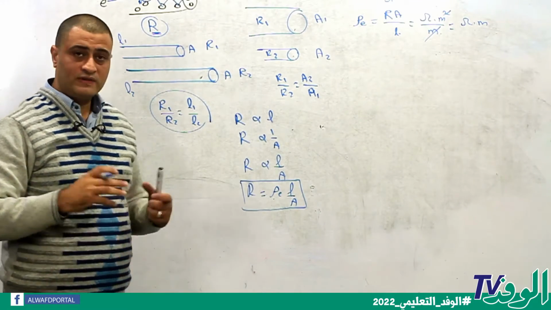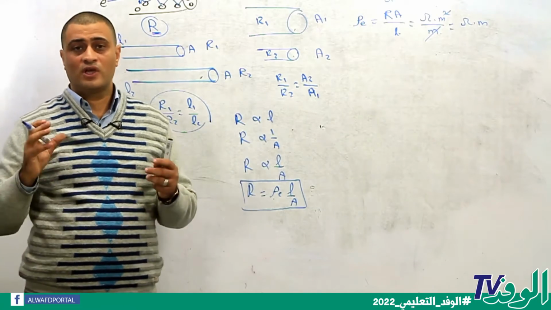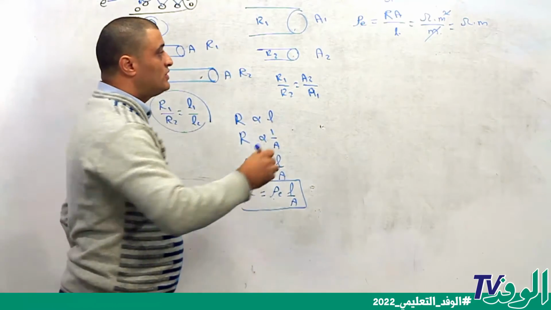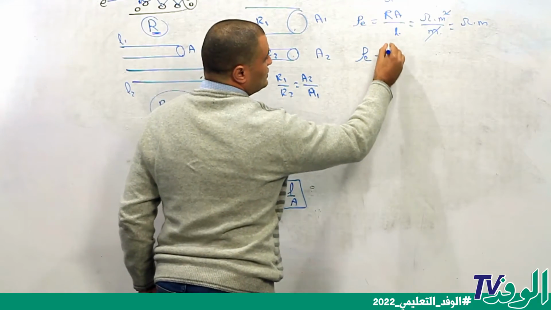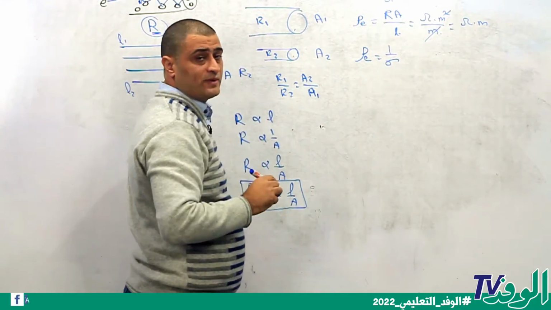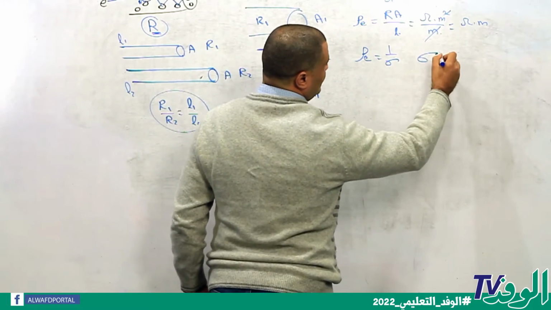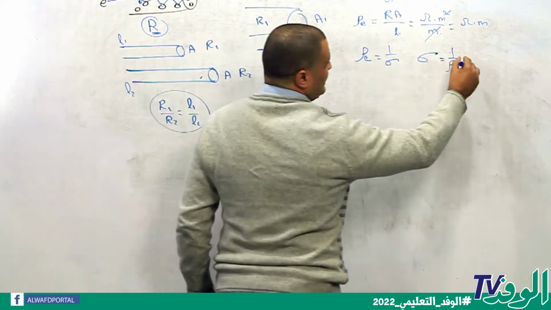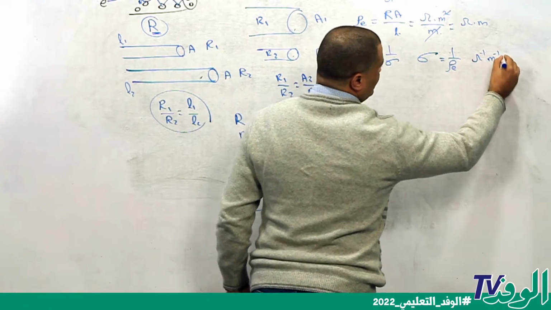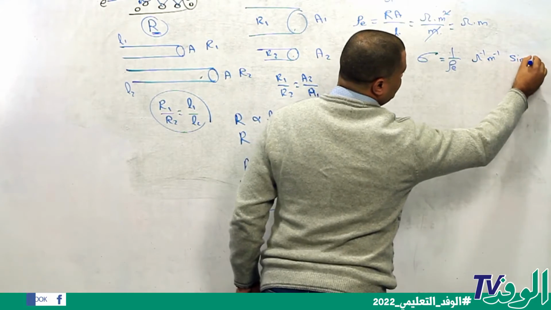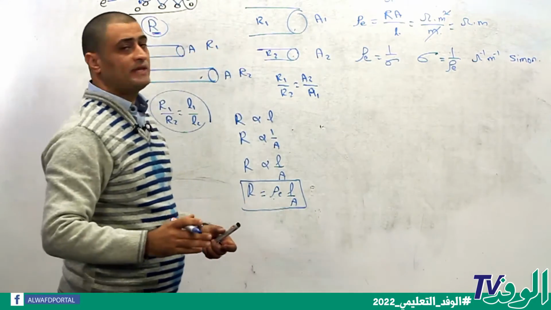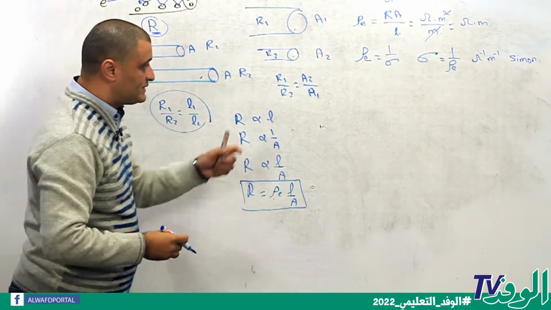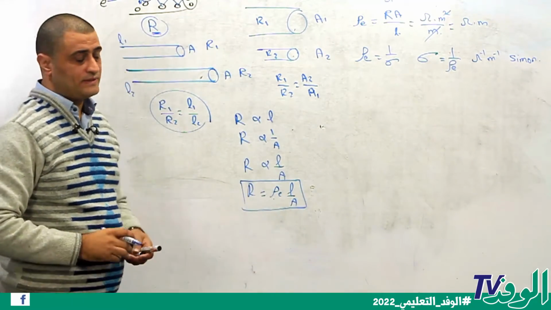We have another physical quantity which is called conductivity. Conductivity is the reciprocal of resistivity. So resistivity equals 1 over conductivity, which is called sigma. Sigma equals 1 over resistivity. Sigma is in ohm^-1 meter^-1, which is called siemens. Siemens is the equivalent unit of ohm^-1 meter^-1. These are the factors of electric resistance.